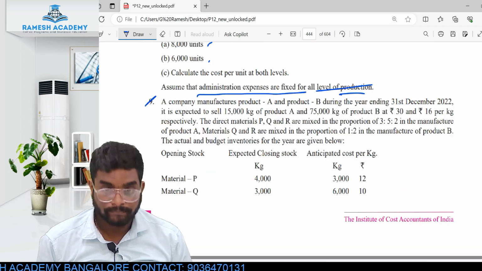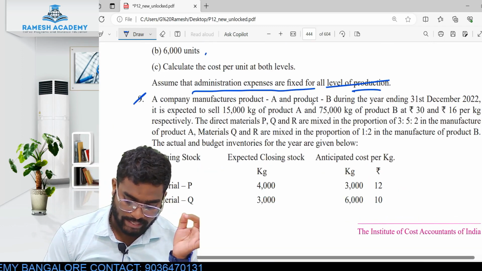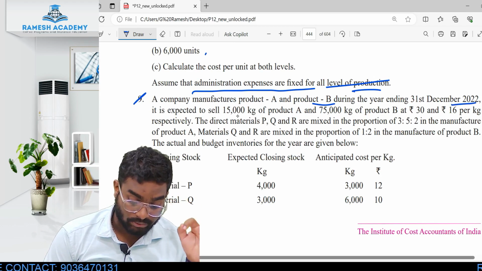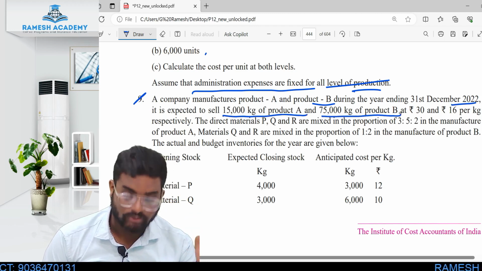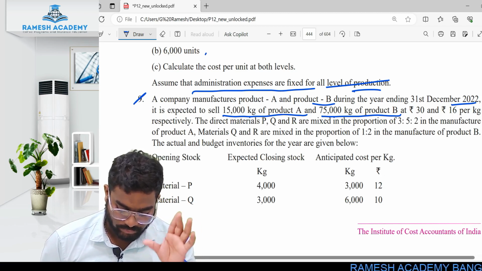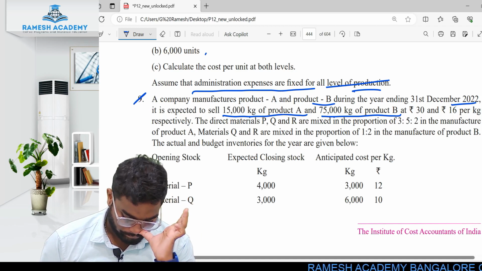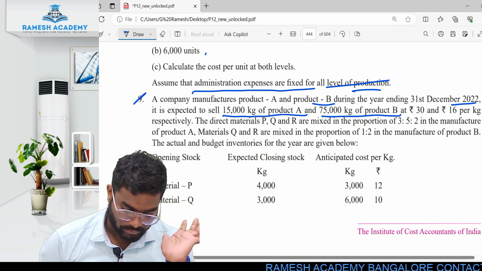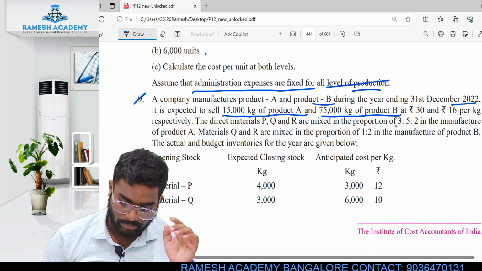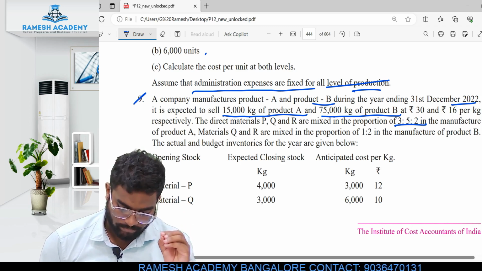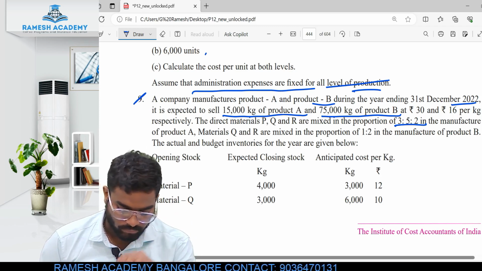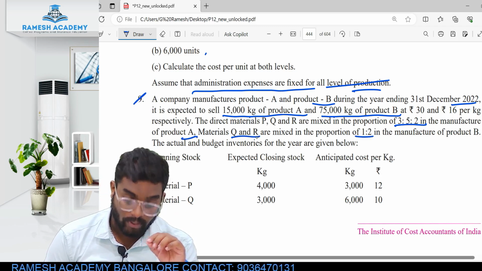So now we'll read the question. A company manufactures product A and product B. There are two products, for the year ending December. It expects to sell 15,000 kg of product A and 75,000 of product B. The direct materials P, Q and R are mixed in the proportion of 3:5:2 for A, and 1:2 of Q and R in B.